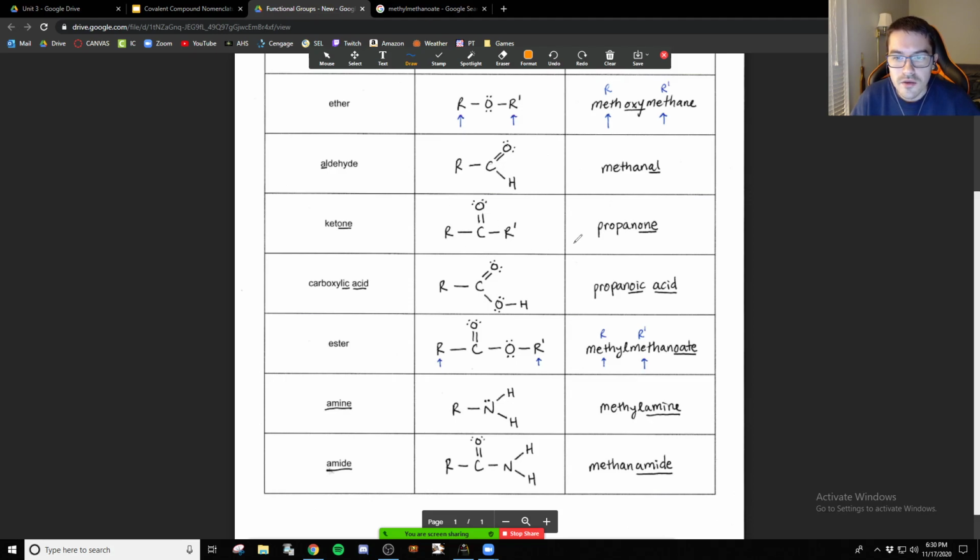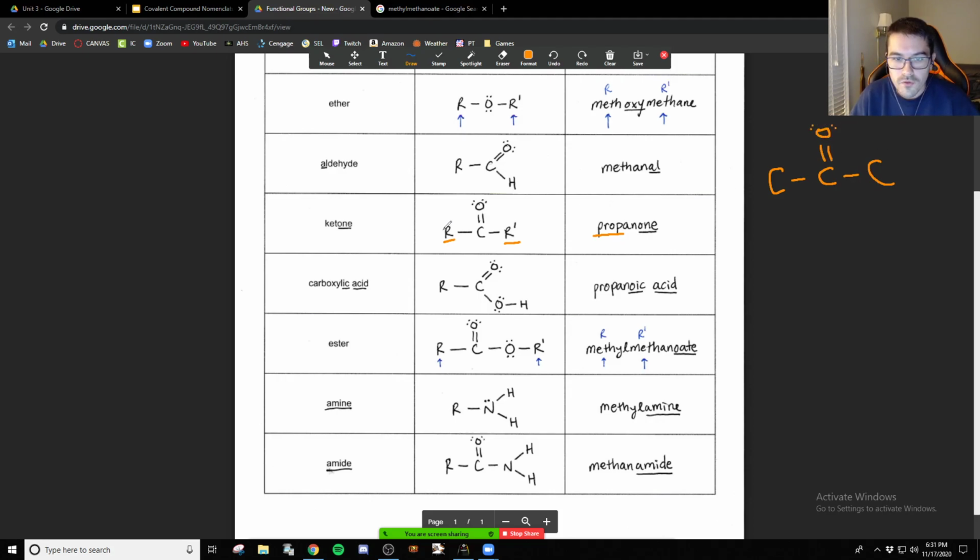Propanone is interesting. There are still these two R's because you do need at least one carbon on either side here, but all the carbons are aligned in a line. So the smallest ketone that you can have is propanone. There's no such thing as methanone or ethanone, at least not in terms of it being a ketone. A ketone has to have carbon, carbon, carbon, and then the double bond in the middle there.